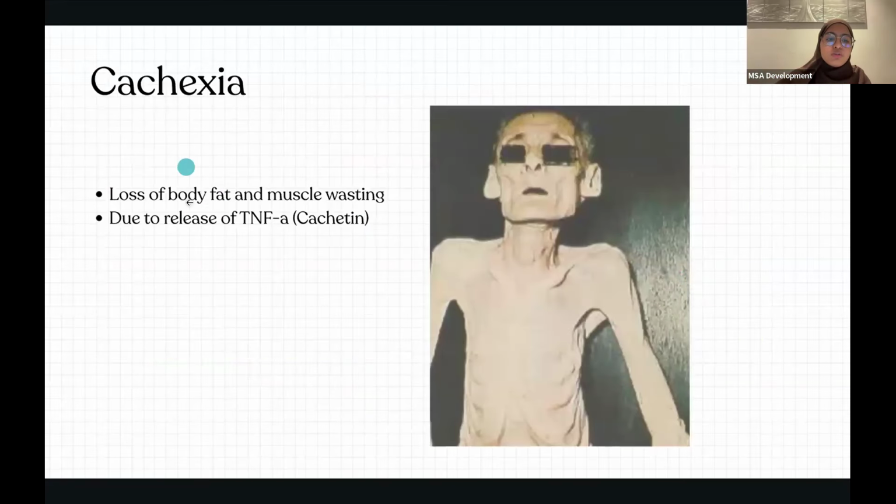Cachexia is due to loss of body fat and muscle wasting due to the release of TNF alpha. So this is just a picture that they'll show you. I haven't seen any questions about this, but I'll just add it here for the sake of completion.